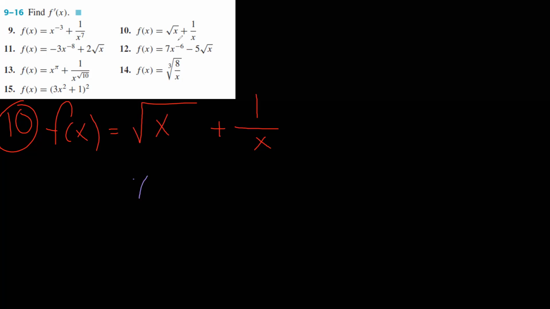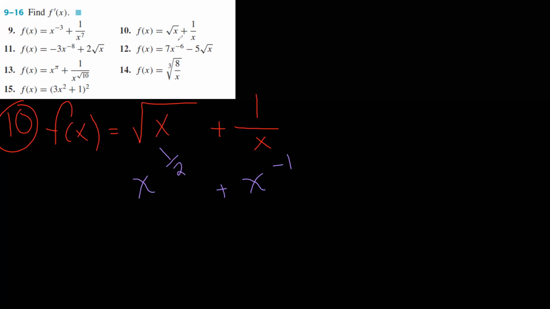In 10, f of x is square root of x plus 1 over x. The first step, I have to write them as x raised to a power. So, our square root of x, how can I rewrite it as x raised to the power? 1 over 2. And 1 over x is x raised to the power negative 1.